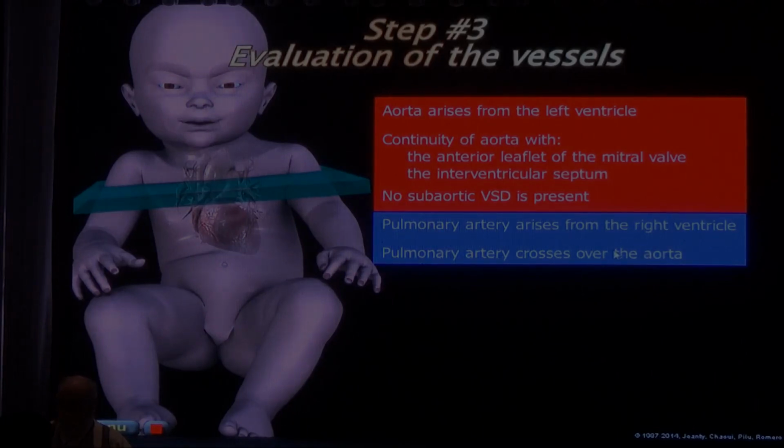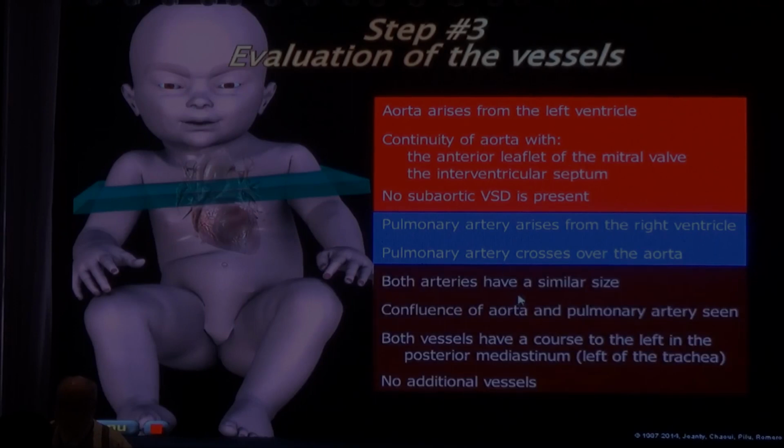Very important. Then we'll compare the one and the other. They have to have a similar size. You want to see the circumference of the aorta and the pulmonary, and that circumference has to be on the left side of the trachea in a posterior mediastinum, and there should be no extra vessels.